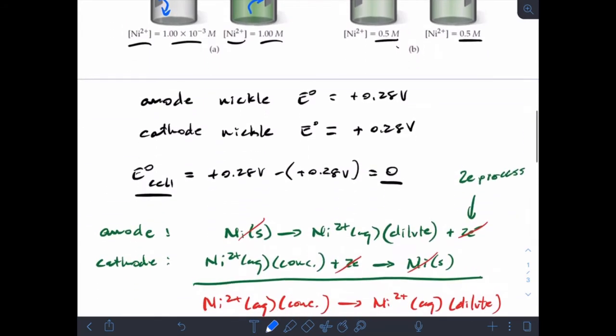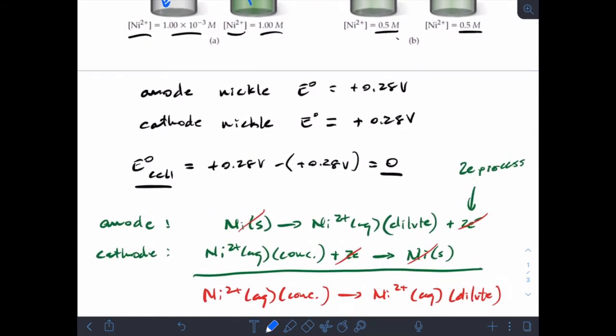Right? So concentration cells sound complicated. They're really not. All they are is cells that have an E0 of 0, and then log of Q is just dilute over concentrated.